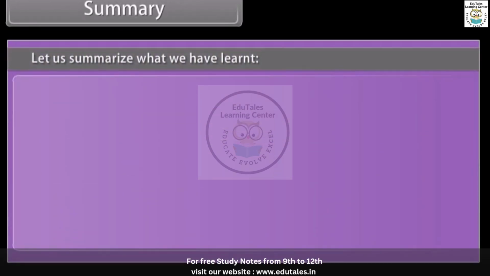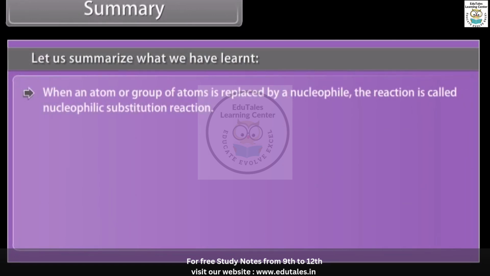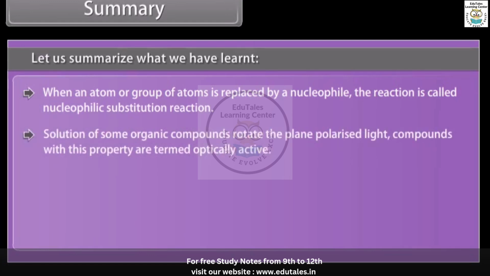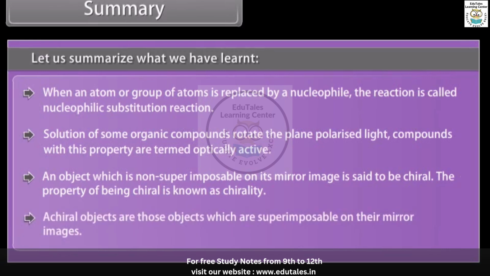Summary. Let us summarize what we have learnt. When an atom or a group of atoms is replaced by a nucleophile, the reaction is called a nucleophilic substitution reaction. Solutions of some organic compounds rotate the plane polarized light, and compounds with this property are termed optically active. An object which is non-superimposable on its mirror image is said to be chiral. The property of being chiral is known as chirality. Achiral objects are those objects which are superimposable on their mirror images.